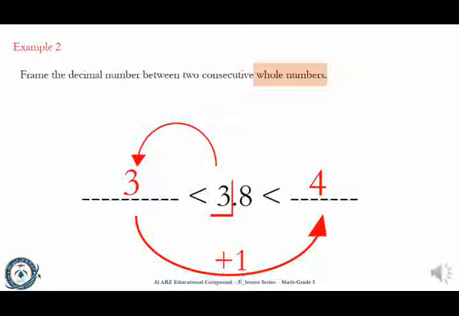For the smaller number, I simply copy 3. And for the greater number, I add 1 to the whole part. 3 plus 1 equals 4. So 3.8 is included between 3 and 4. They are both whole numbers and they are consecutive.